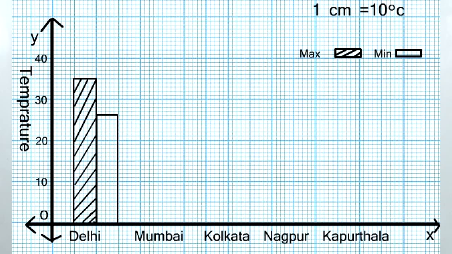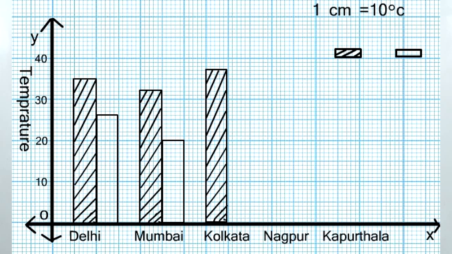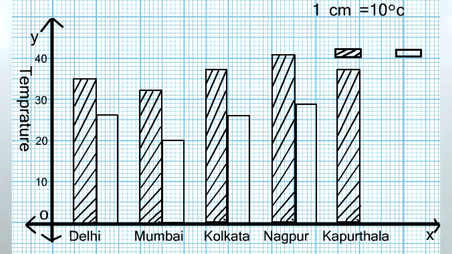Temperature of Mumbai, maximum 32, minimum 25. Temperature of Kolkata, maximum 37, minimum 26. Temperature of Nagpur, maximum 41, minimum 29. Temperature of Kapurthala, maximum 37, minimum 26. We have this joint bar graph showing the cities with their maximum and minimum temperature.